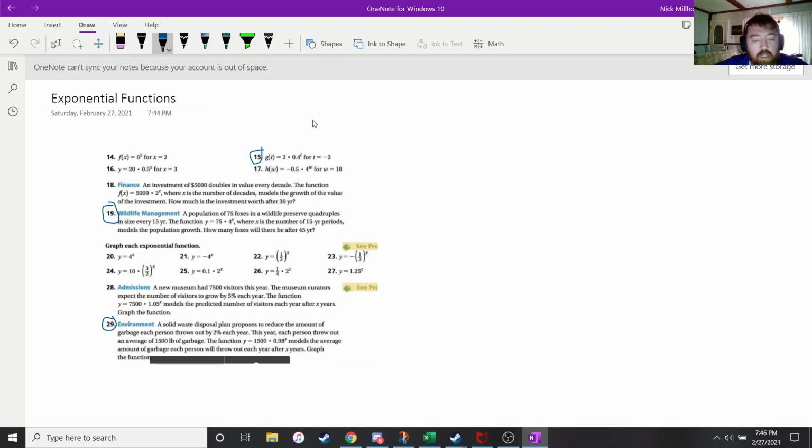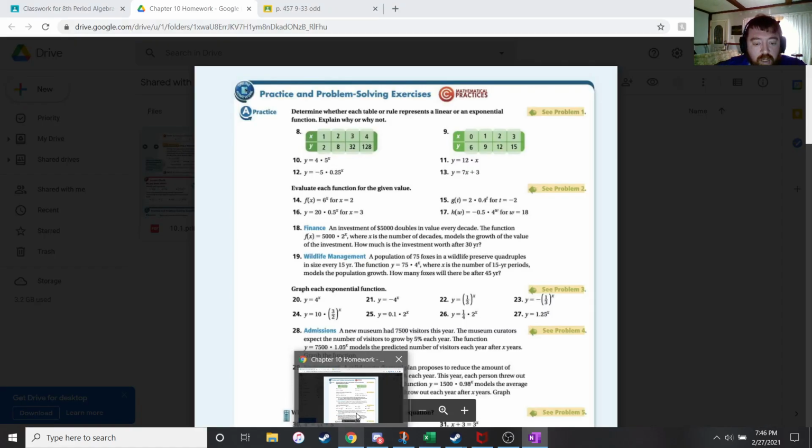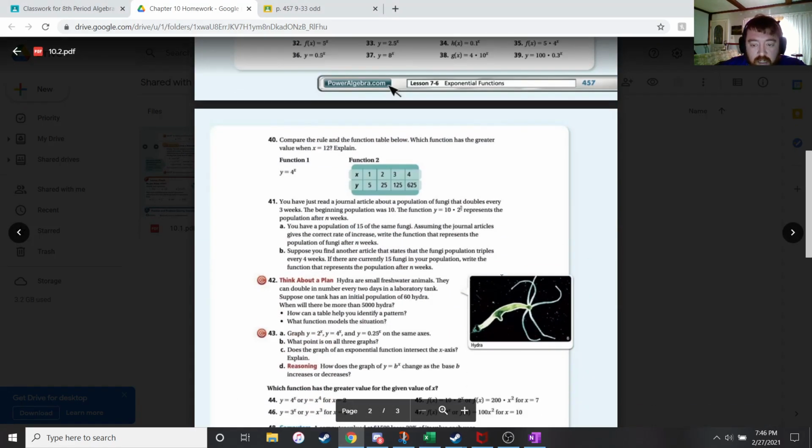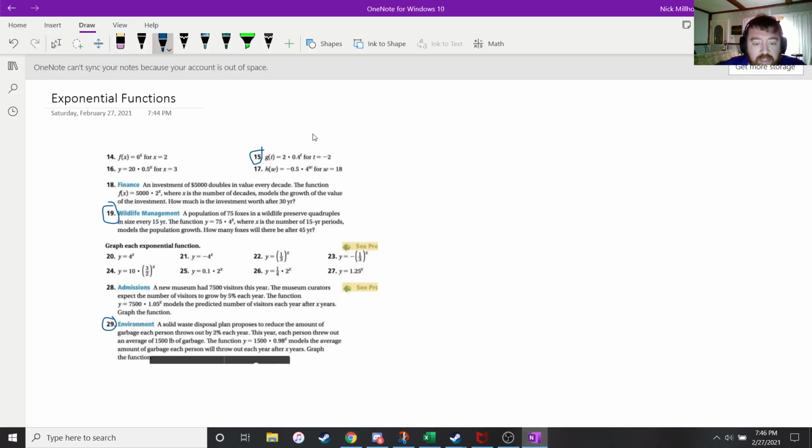So, what we're going to do is I'm going to do 15, 19, and 29, and this is in your homework from the other day. It was page 457, 9 through 33 odd. I believe that's it. Yeah, 457, 9 through 33 odd. So this is before we got into the specifics of exponential growth and exponential decay. This is just exponential functions as a whole.